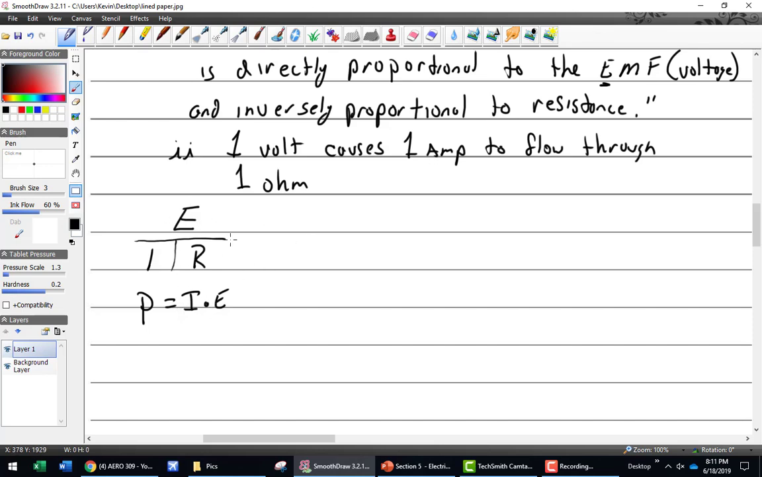But up here, all you have to do is cover up one item and it tells you what it is. If I want to know what E is, I cover up E and it tells me I times R. If I want to know what I is, it's E divided by R. See how that works? So if I had to write it out, E equals I times R, I equals E divided by R, and R equals E divided by I. Everything you need to know is right there. And just remember how much I like pi.